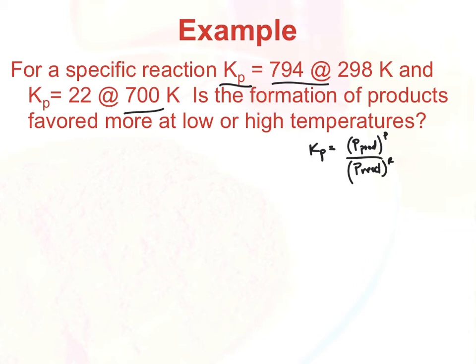Conversely, if I have more reactants than products, my Kp value is going to be smaller. So if we go ahead and assess our Kp values here, notice our Kp value at the higher temperature is much larger than at the lower temperature. So according to our relationship here, at the higher temperature, I'm going to have more products than reactants. So at that higher temperature, your products are going to be greater than your reactants. So the formation of products is going to be favored at the higher temperature versus the lower temperature situation.